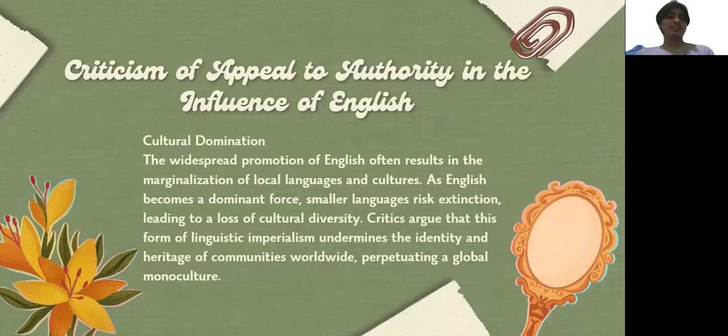And the next point is criticism of appeal to authority in the influence of English. The first is cultural domination. The widespread promotion of English often results in the marginalization of local languages and cultures. As English becomes a dominant force, smaller languages risk extinction, leading to a loss of cultural diversity. Critics argue that this form of linguistic imperialism undermines the identity and heritage of communities worldwide, perpetuating a global monoculture.